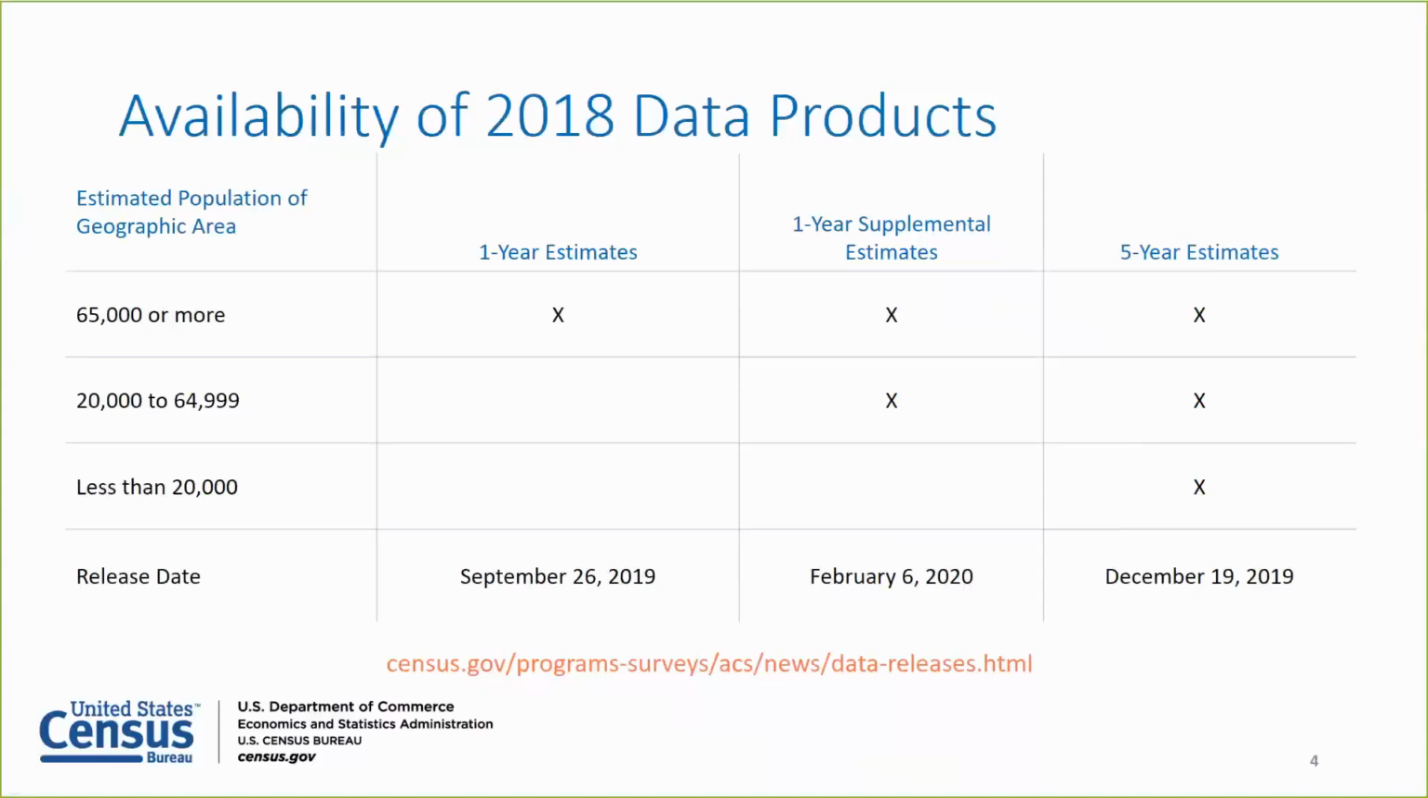And so coming up here in the next month, we will begin to release our 1-year estimates on September 26, 2019. And then our 1-year supplemental estimates are usually released in October, but this year we're actually going to have them released in February. And then finally, the 5-year estimates will begin being released on December 19th of 2019. For more information about these releases, as well as the release of public use microdata sample files, you can go to the URL below to learn more about the data release schedule.